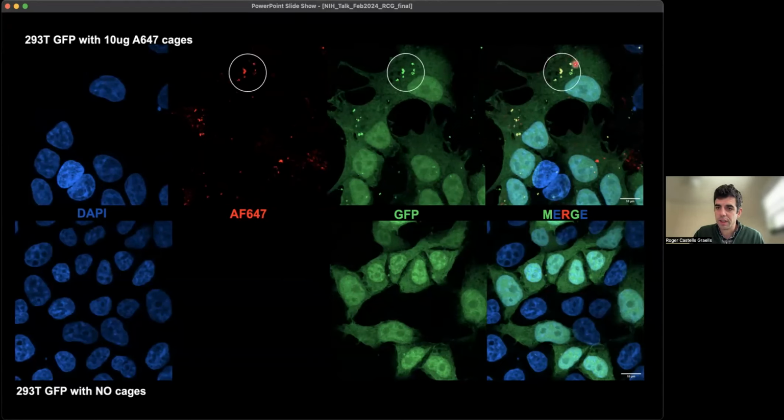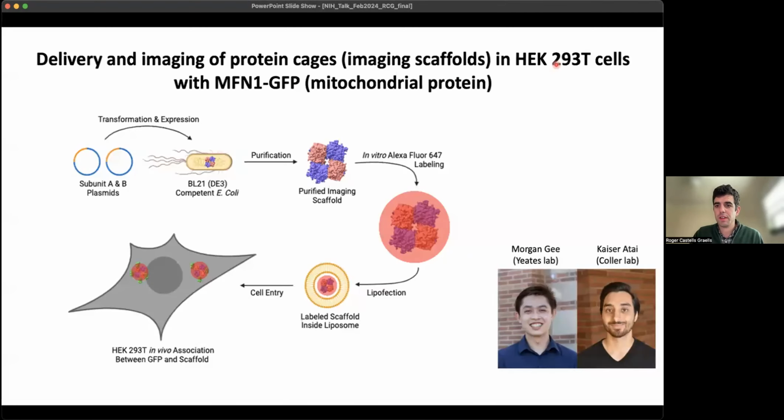Yeah, here you can see one of the examples. So, okay, that's great. We can now bring the protein cages that are fluorescently labeled inside the cells, and now interact with a cytoplasmic protein, like for example, in this case, overexpressed GFP.